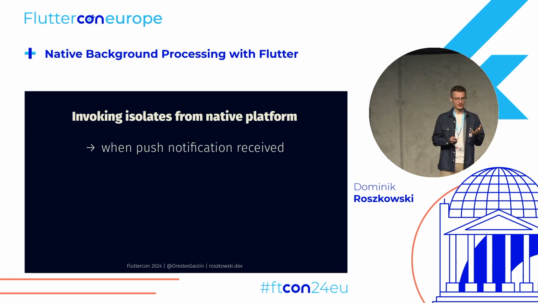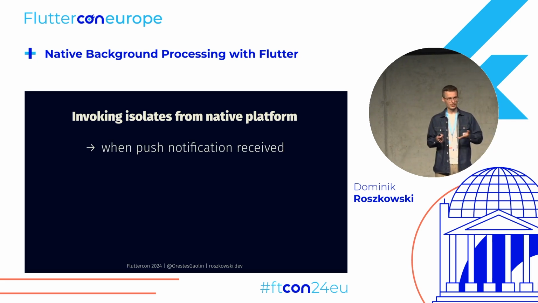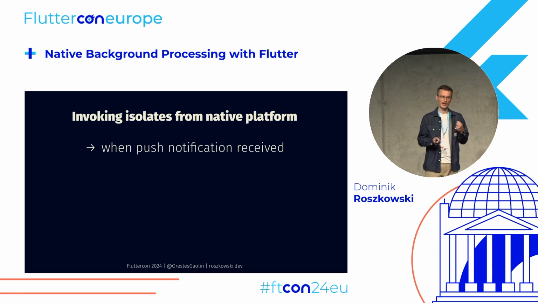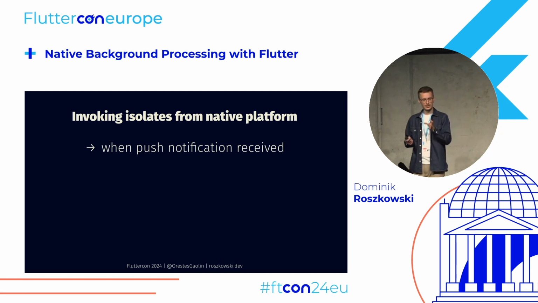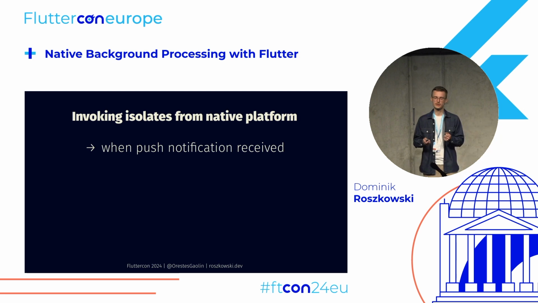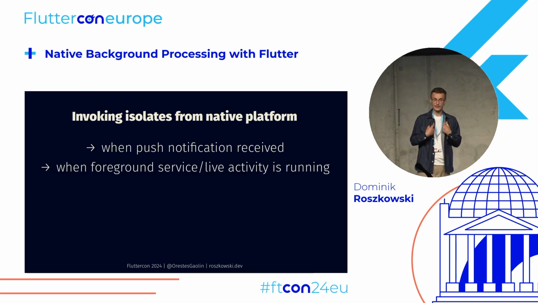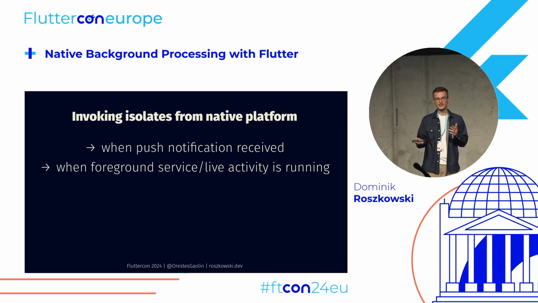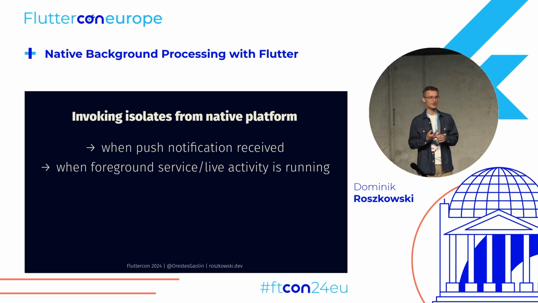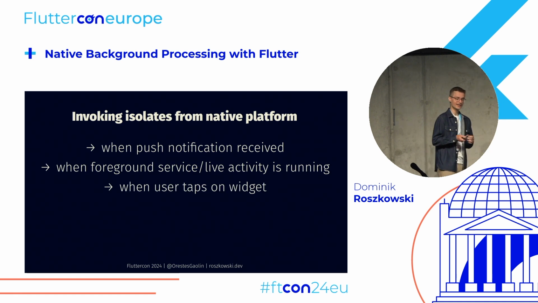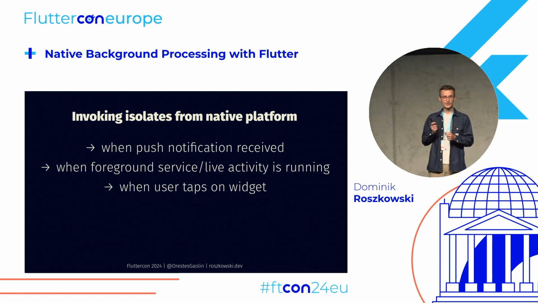However, the interesting part is trying to invoke a new isolate when the app is not running. So for instance, you may be familiar with Firebase callbacks that are invoked when you get a push notification. These are top-level functions that can do something when the push notification arrives. In our case, for instance, we have a foreground service, and it can also invoke a Dart callback. On iOS, there is not really a concept of a foreground service, but you can do a very similar thing with newly added live activities. And another use case would be when the user taps on the widget.